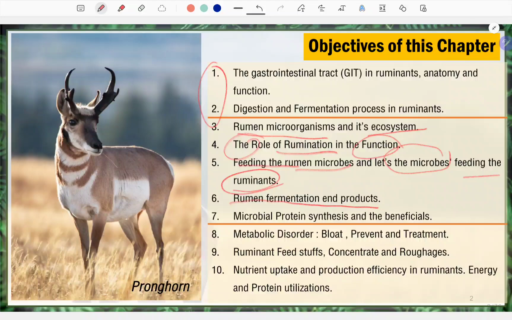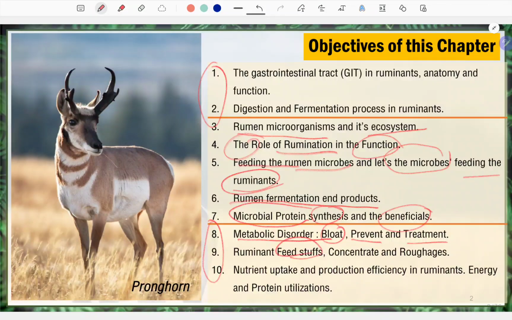Rumen fermentation and its products, and microbial protein synthesis in the rumen, are beneficial for animals and for farmers, who should know that ruminant animals can synthesize good protein by themselves if you know the techniques to increase microbial protein synthesis. The last part is about metabolic disorders, for example bloat, and their prevention and treatment.